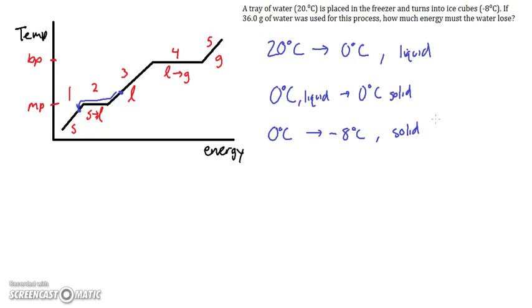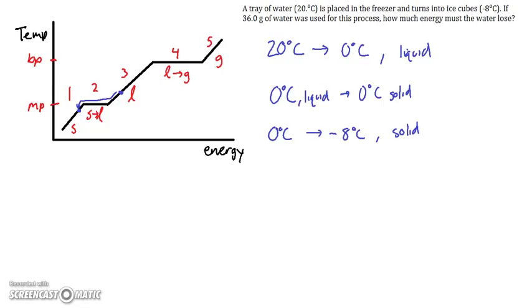So this starts to show us the 3 calculations that we're going to need to set up. We have 2 dealing with temperature changes, 1 in the liquid state and 1 in the solid state, and then 1 change of state that we have to go through, or 1 phase change that we have to go through, in this case going from liquid to solid.